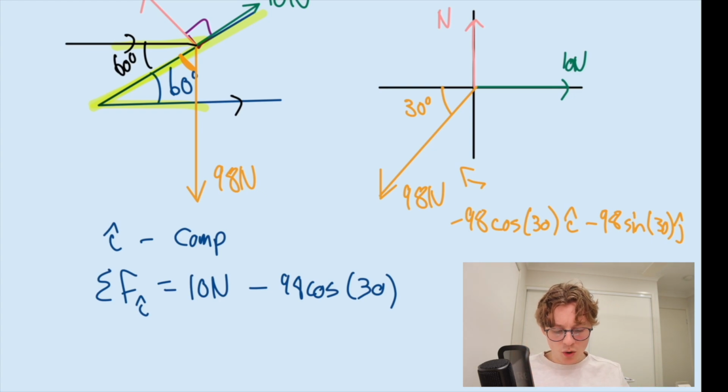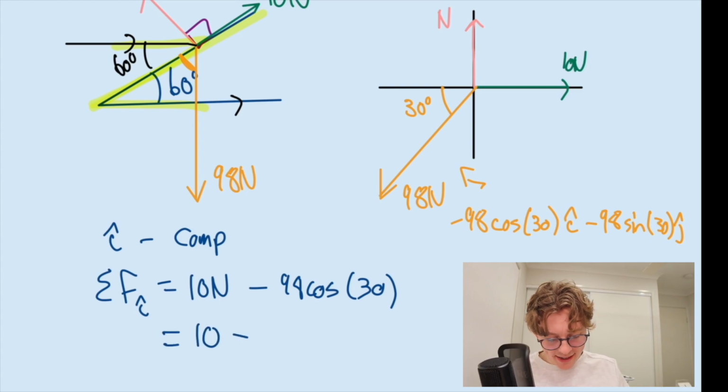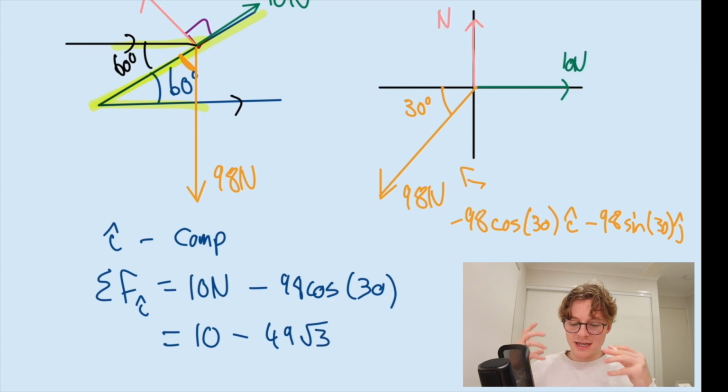So I've got the sum of my forces in the I direction using my exact value triangle. Therefore, I get 10 minus 49 root 3. That is all of my forces in the I direction.